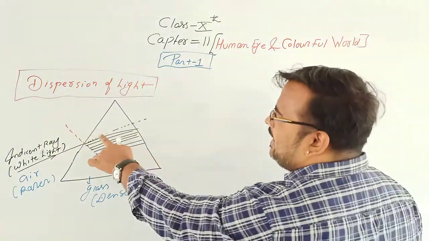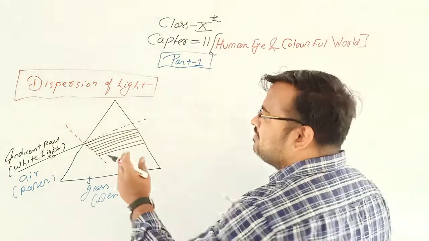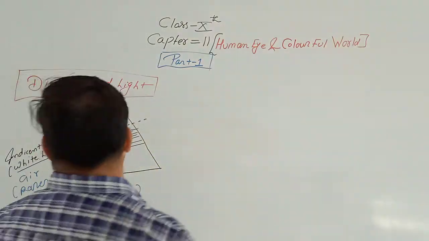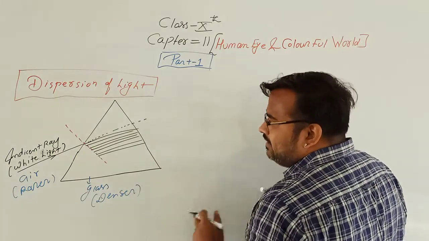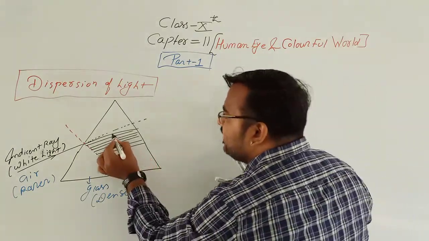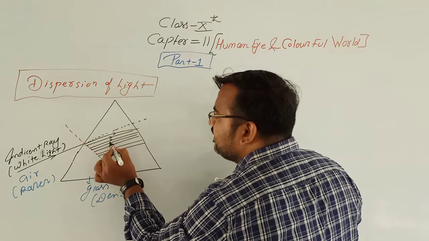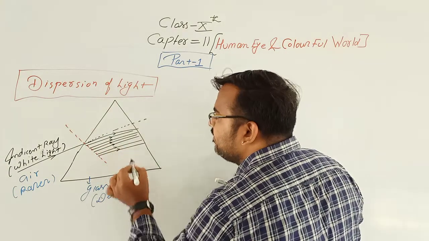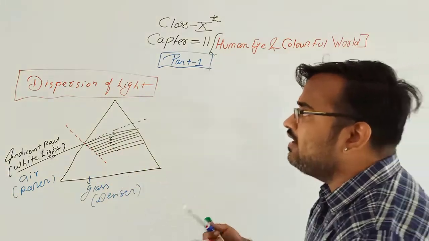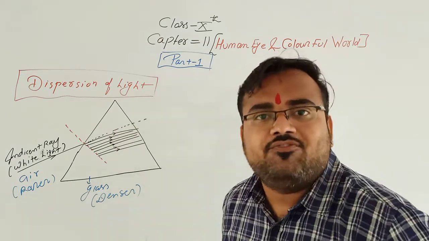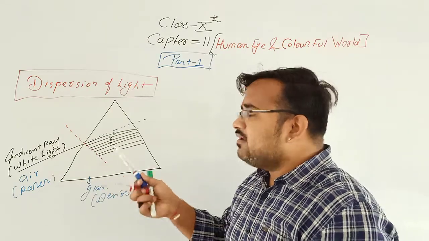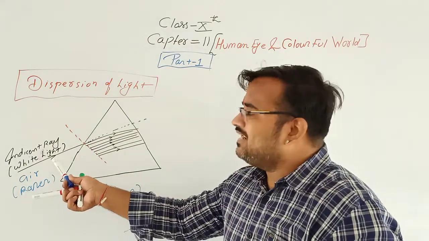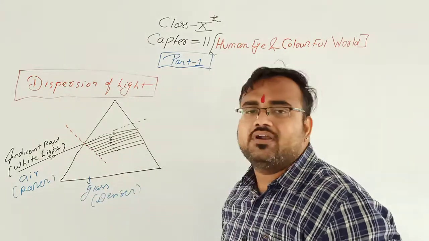Now see, this is the path which it should have followed, but since it bends towards the normal and splits into its 7 colors, these are the refracted rays, or it is known as dispersion of light. What is dispersion of light? The phenomenon of the splitting of single white light into its 7 constituent colors is known as dispersion of light.